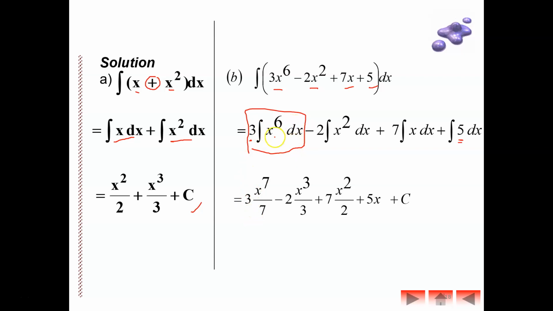3 remaining 3. So x to the power of 6 becomes x to the power of 7 divided by 7. Then minus 2, remain 2. Integrate x squared, you get x cubed over 3 plus 7. This one 7, remain 7. Integrate x, you get x squared over 2 plus integrate 5. Again, when you integrate a constant, you will have 5x plus c. Okay.